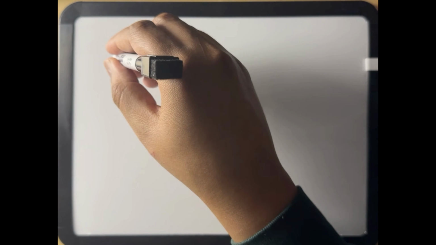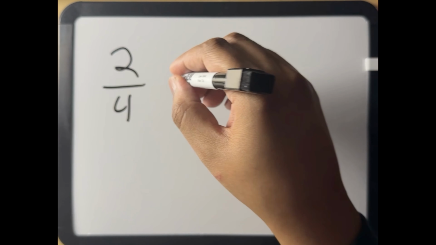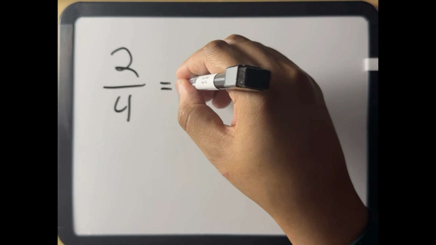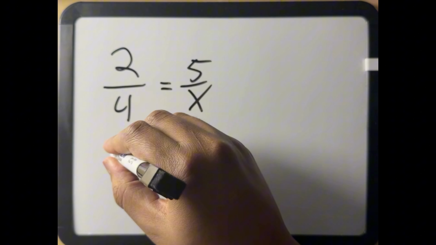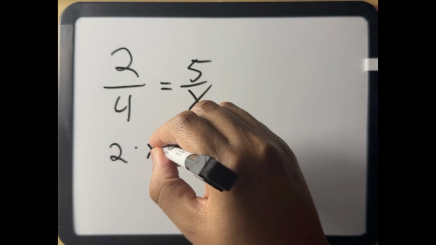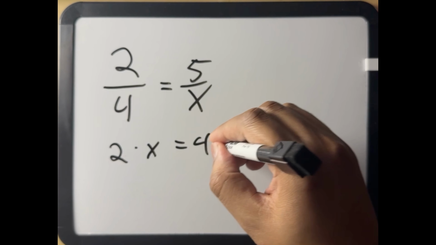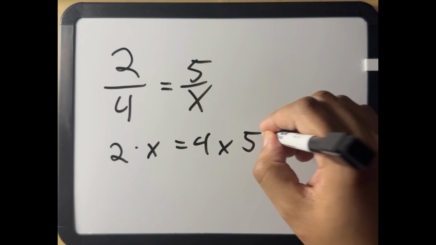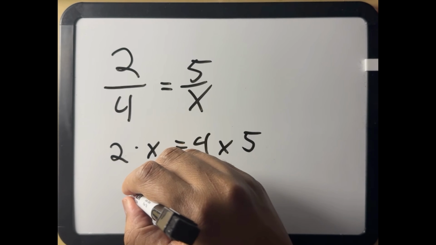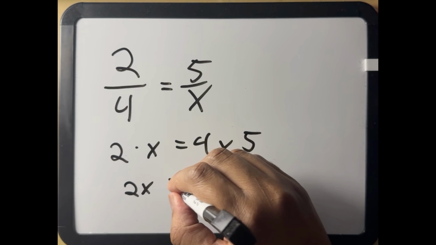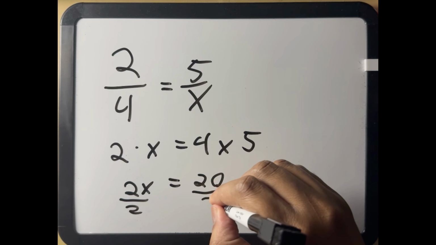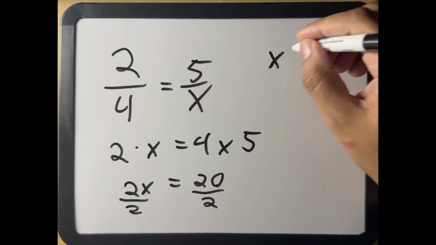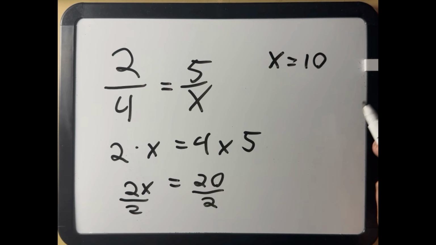So we can set this up as 2 over 4 equals 5 over x. Now we just cross multiply. 2 times x equals 4 times 5. This leaves us with 2x equals 20. Now we divide both sides by 2, and we get x equals 10. So 5 soldiers can carry 10 boxes.